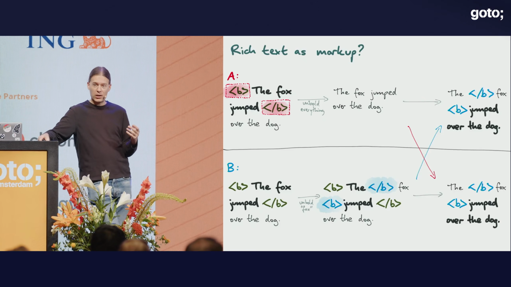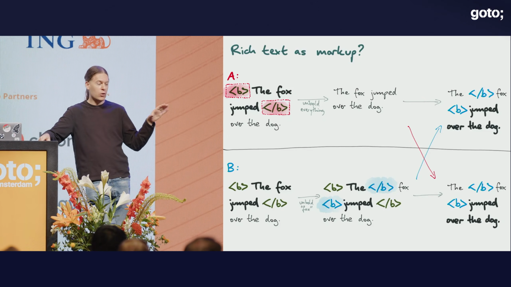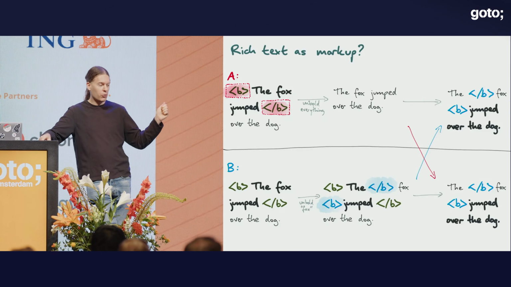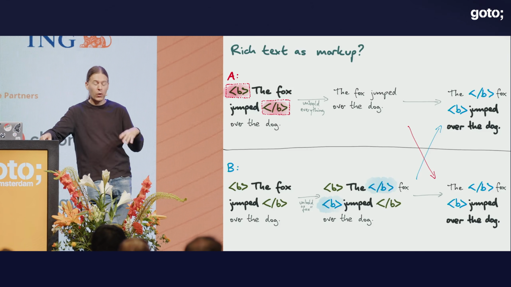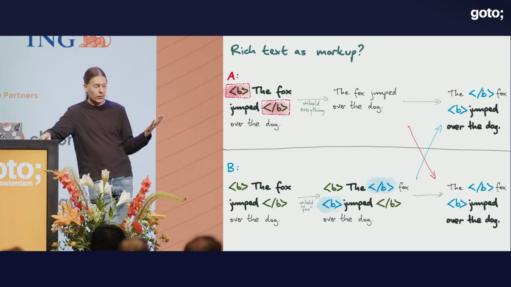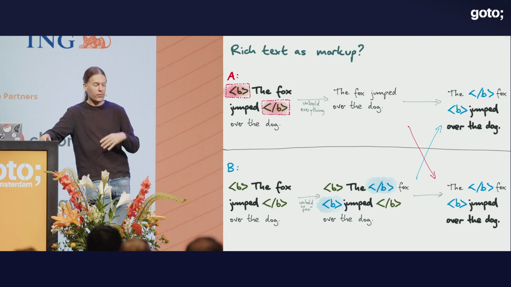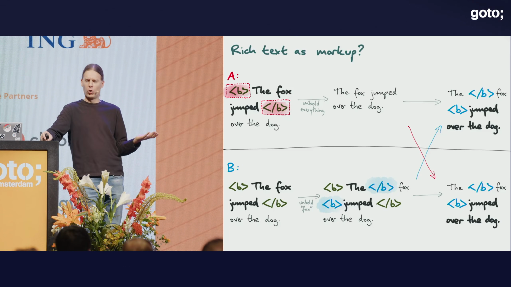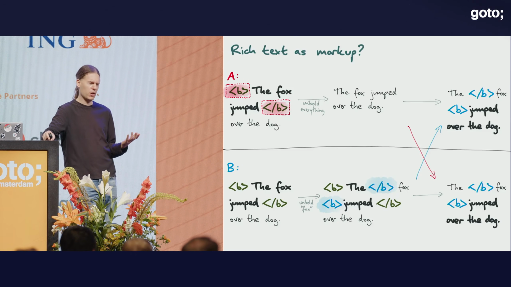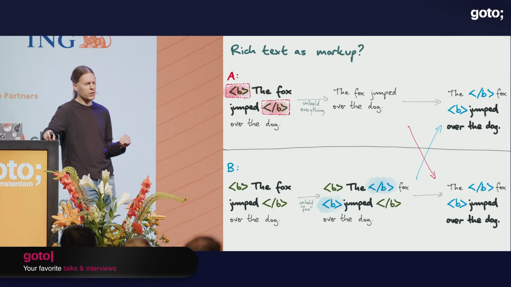Well, it's kind of messy, because the two originally green markers, so the start bold at the start of the string and the end bold after jumped, those two have been deleted by user A. Whereas user B has inserted two new things, an end bold before fox and a start bold after fox. So now we have an end bold before a start bold in the final merged document, which is kind of weird, but OK, we could ignore that.